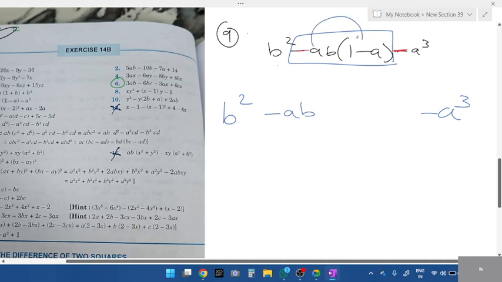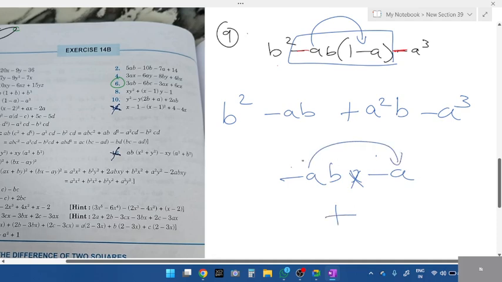Minus ab. And for this, a square b. Minus ab into minus a is how much? Plus, like this, students. Minus into minus is plus.